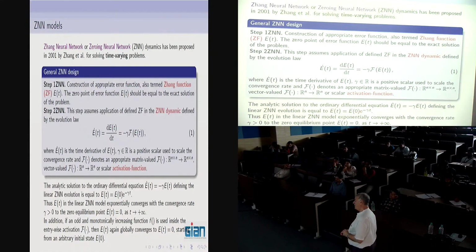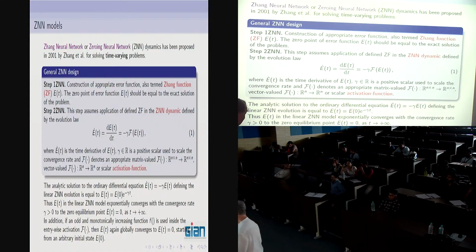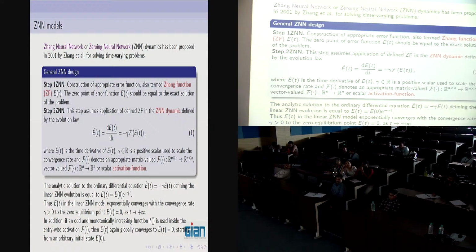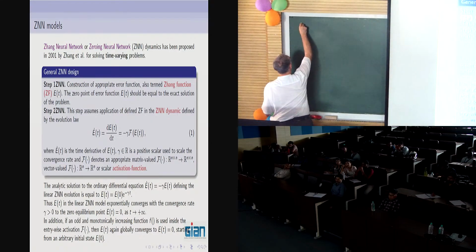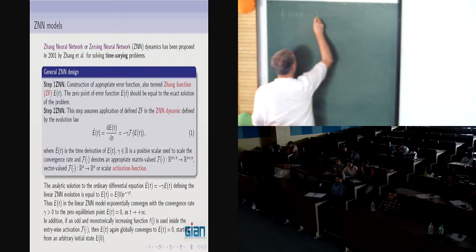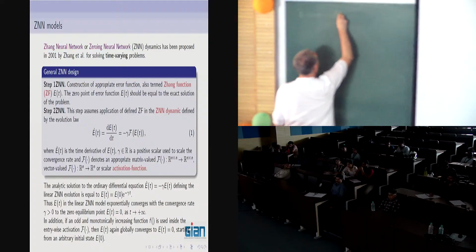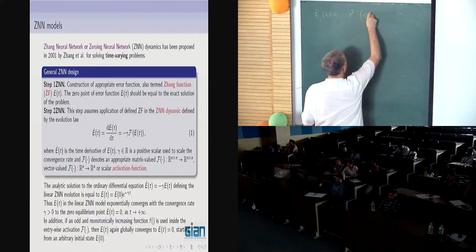E of 0 times e to the power of minus gamma t. Again, we can see that the initial state is important. All is in the hands of the initial state. I will put here the ZNN dynamical system. It will be necessary constantly. The time derivative of E of t is minus gamma, the scaling parameter, F can be used or not used, applied to E of t.